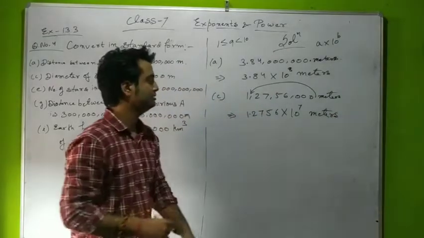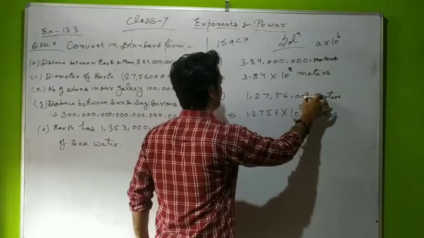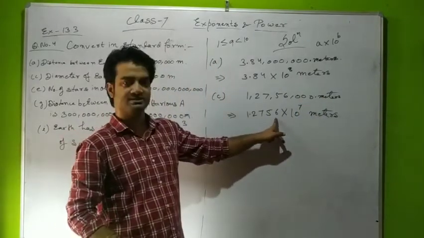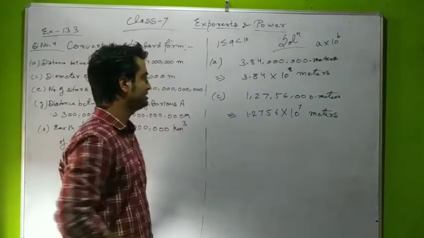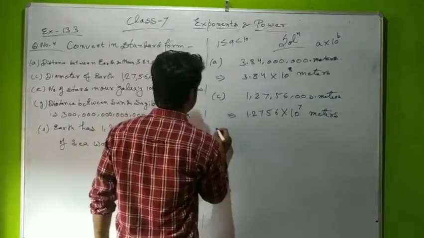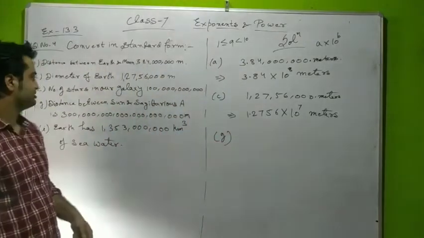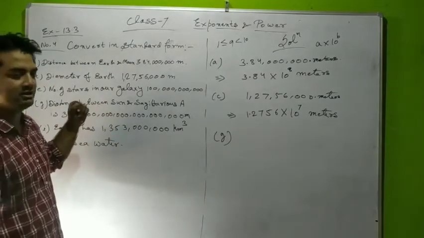So the diameter of Earth in standard form can be written as 1.2756 into 10 raised to the power 7 meters. Easy? Now let's come to the next question. It was to find the distance between the Sun and the center of the Milky Way galaxy.